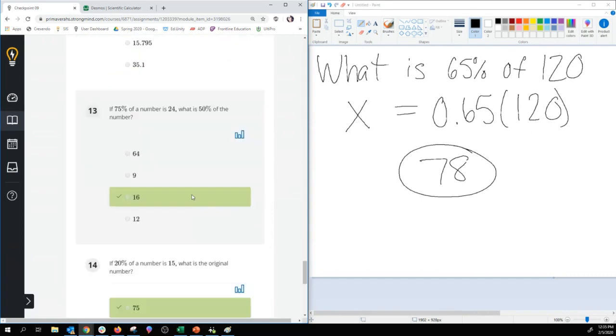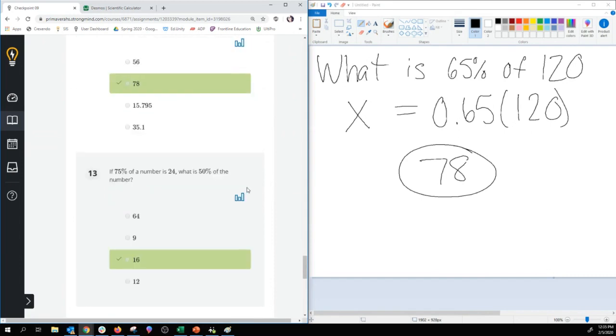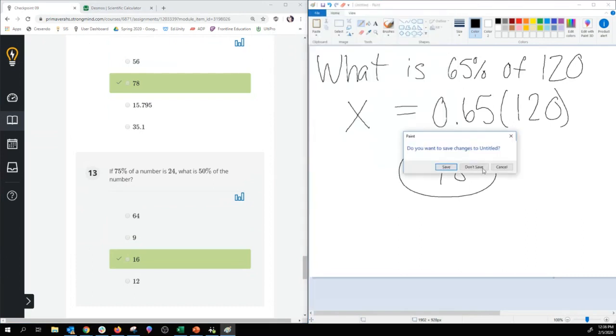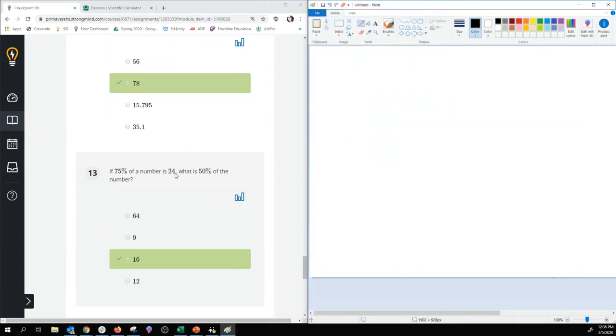All right, the next one is similar. Oh, all the rest of these are like that. The next one, for 13, says, if 75% of a number is 24, what is 50% of the number? So again, we're going to only focus on this first part to figure out what that number is. So I have, if 75% of a number is 24.